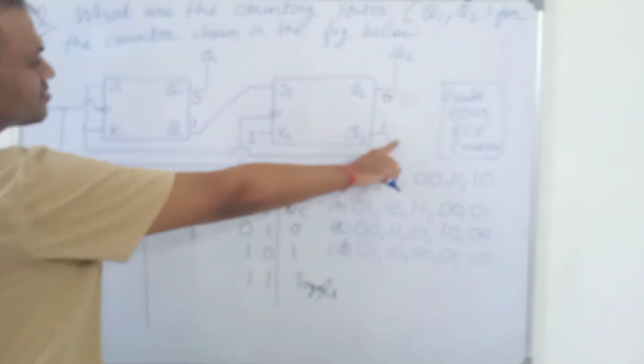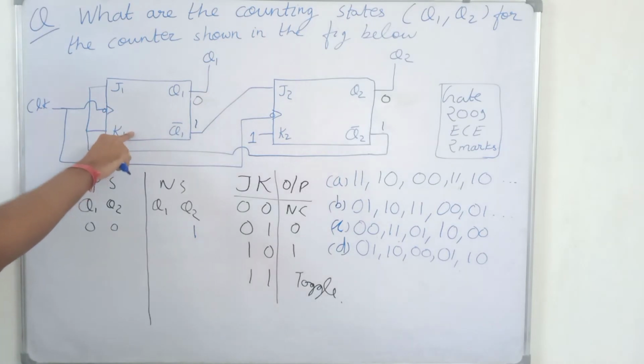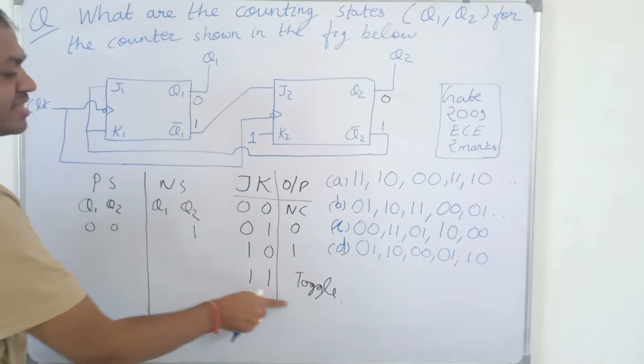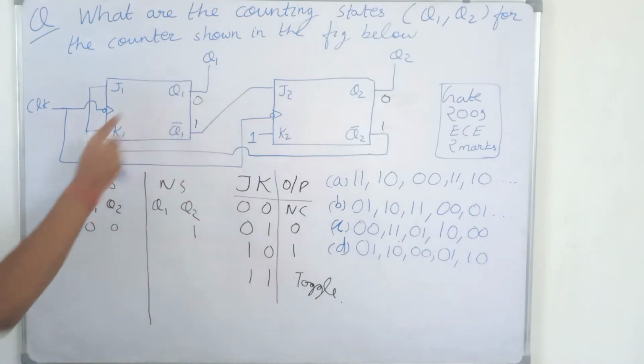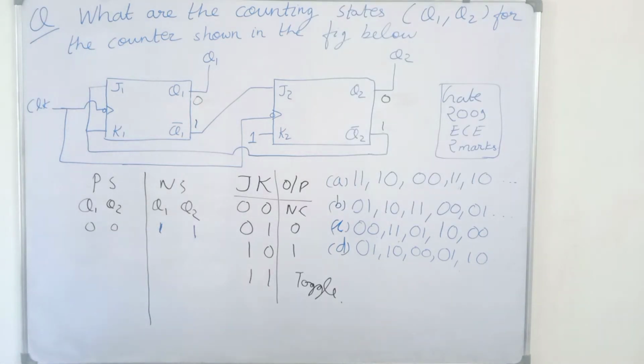And Q2 bar was 1, so again this one is connected to J1 and K1. So both J1 and K1 are now 1. When both are 1, then output will be toggle, so Q1 will also toggle. Q1 was 0, so in the next state Q1 will be 1. So this is how we determine the next state.